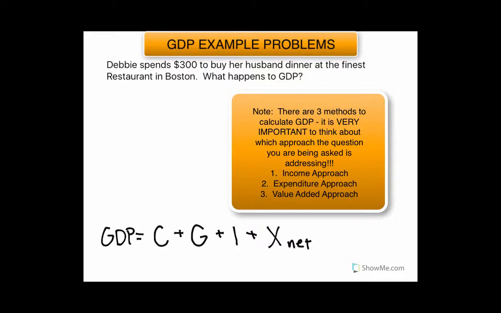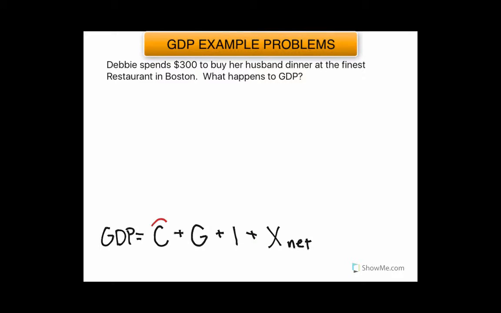So in this first scenario, Debbie spends $300 to buy her husband dinner at the finest restaurant in Boston. What happens to GDP? Alright, so she spent money on a final good or service that occurred in this year because they just went out and they had dinner. So what does this sound like? Well, it's not government spending, and it's happening in Boston, so she's not importing or exporting anything, nor is she investing in anything or keeping something in inventory. So, as was probably obvious to you in the beginning, this is a consumption.